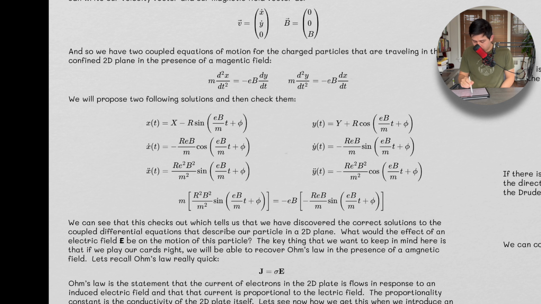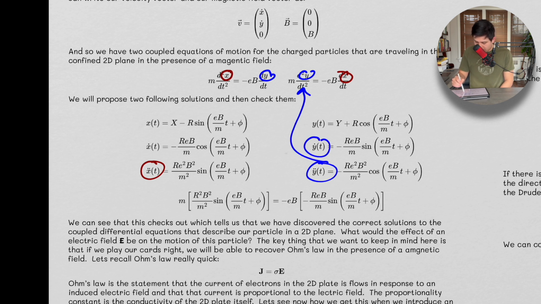We have x here and x here, but then we also have y here and y here. So we're going to say the double derivative of x is this guy, and the double derivative of y is right here. So this is right here, this guy is right here, this guy is right here, and this guy is right here.